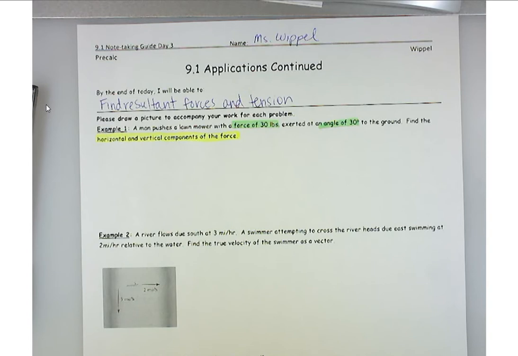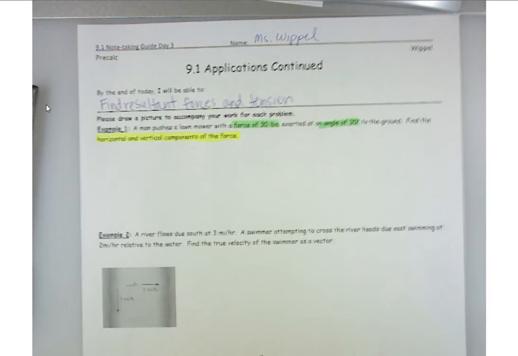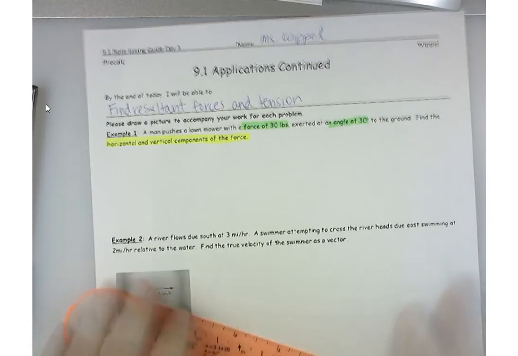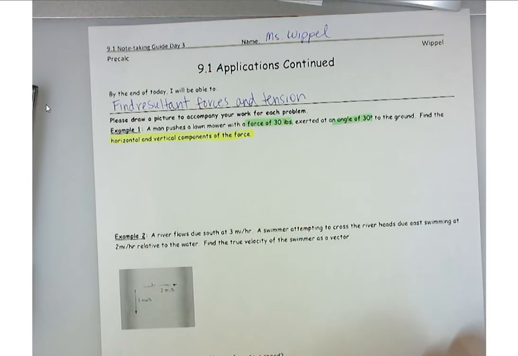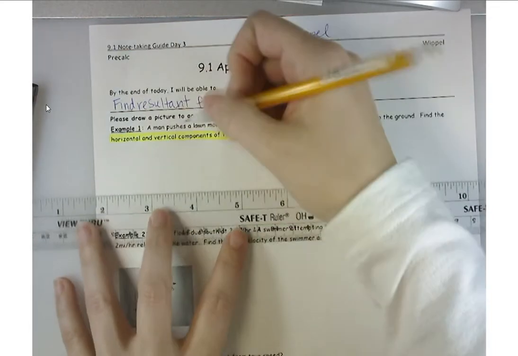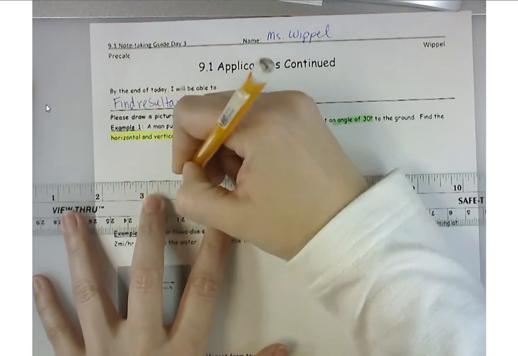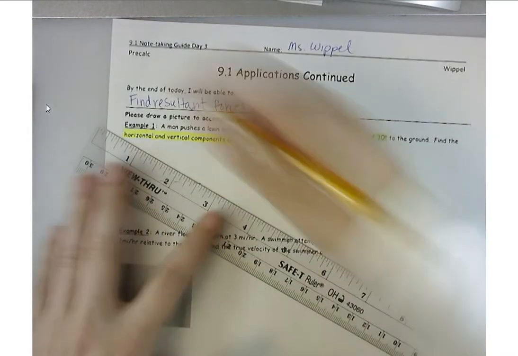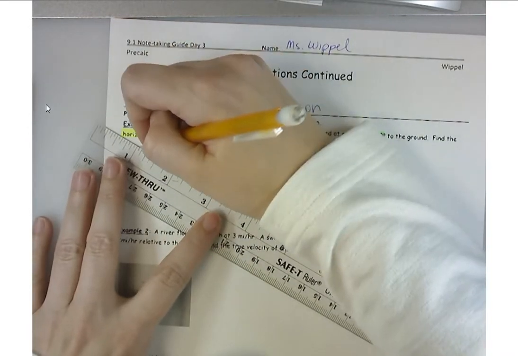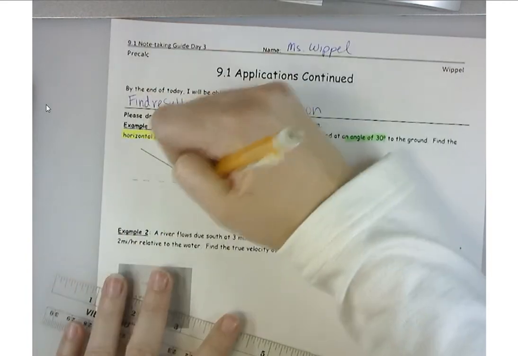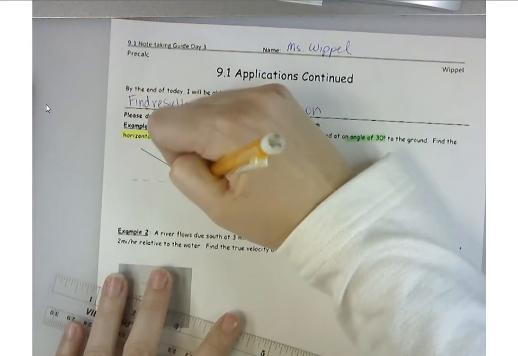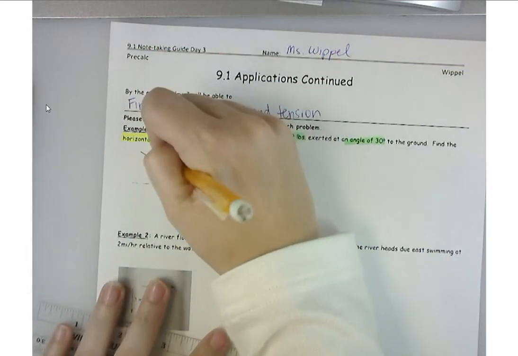And your picture does not have to look exactly like mine for this. There is no direction. So I like to start with the ground. Okay, and I know that this person is going to be pushing down. So here's going to be my vector of force. And I like to draw my person.